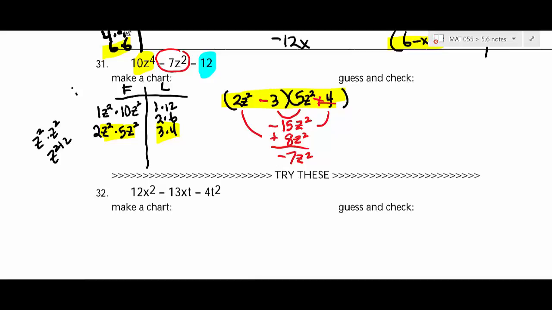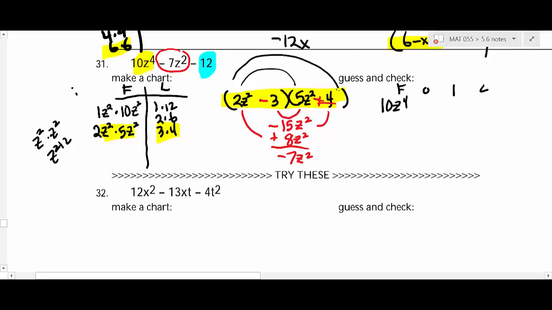Okay, let's check this one. What I was trying to get you to do on the quiz today was to check your answer, because then you know you're right. You FOIL, so we'll want to make sure we do that. If you do the first term, you're doing 2z to the 2nd times 5z to the 2nd. That's 10z to the 4th. The outer term, you're doing this times this. So that is plus 8z to the 2nd. Your inner term, we already got that. That's negative 15z to the 2nd. And then your last term, you're doing 3 times 4. So that's going to be plus 12.